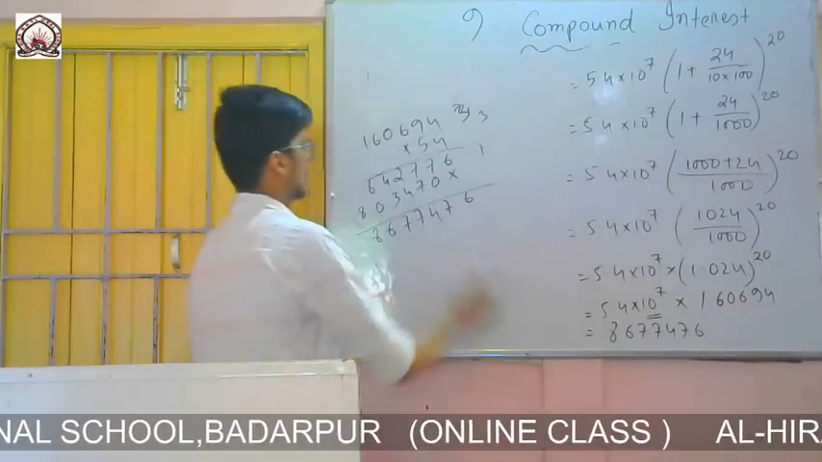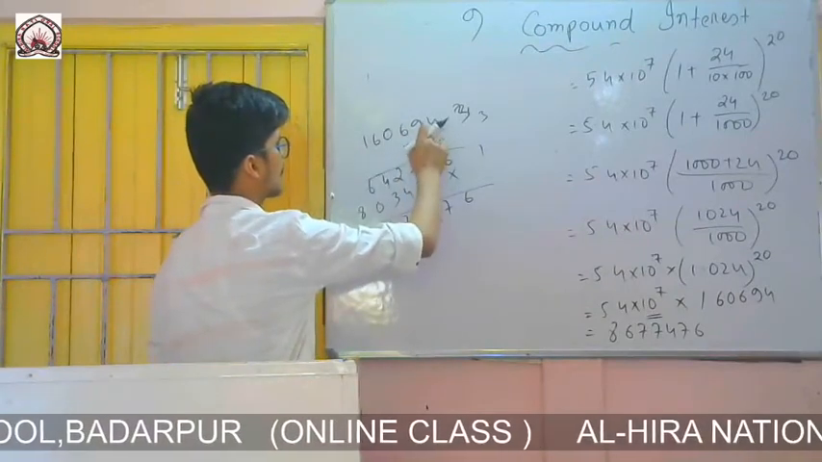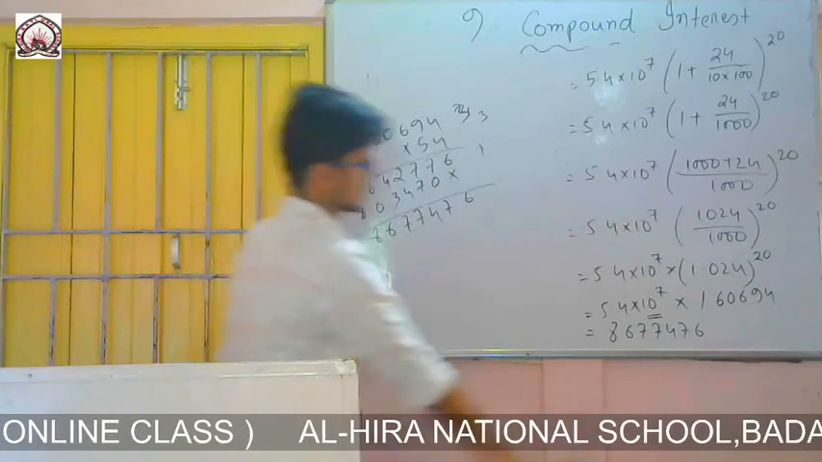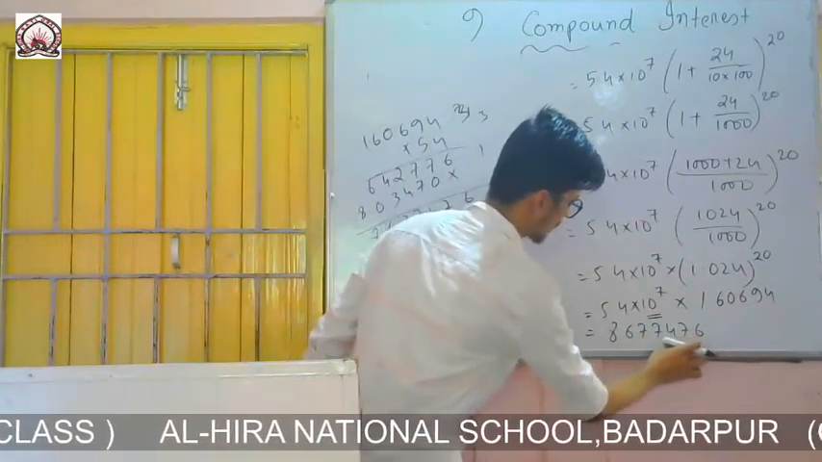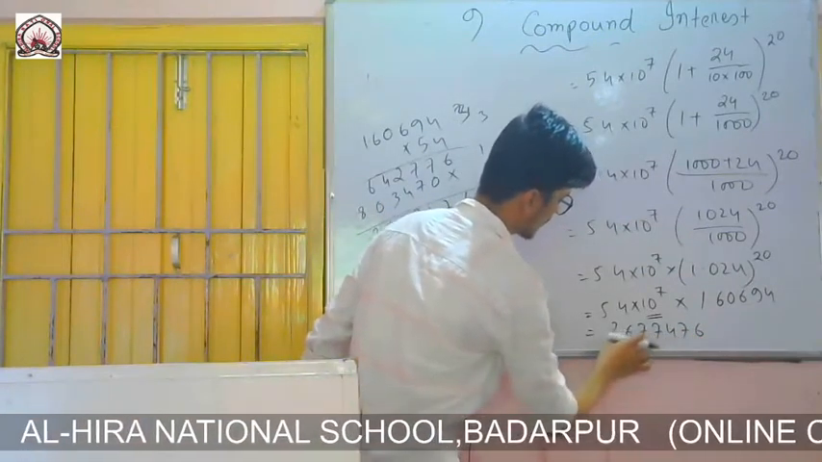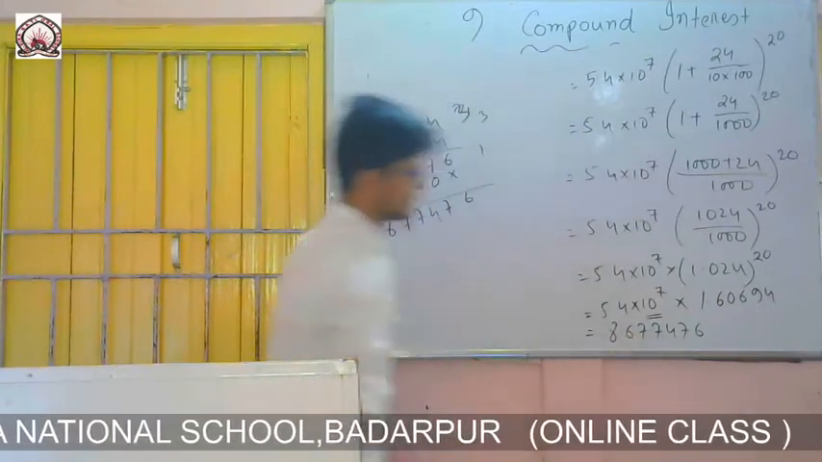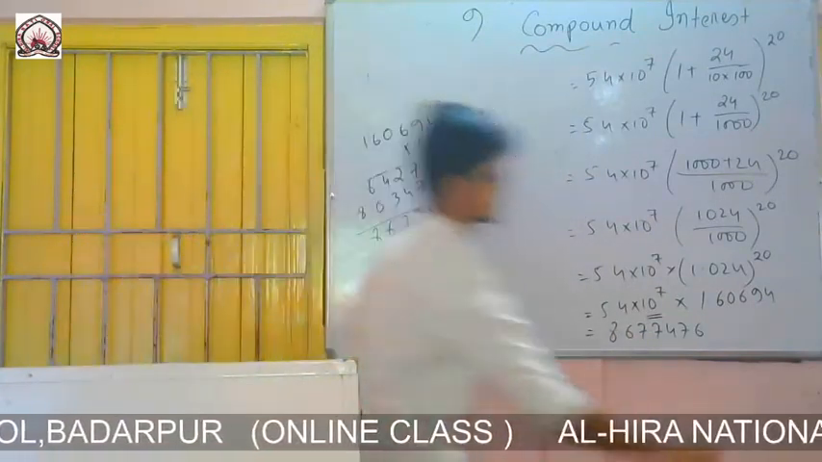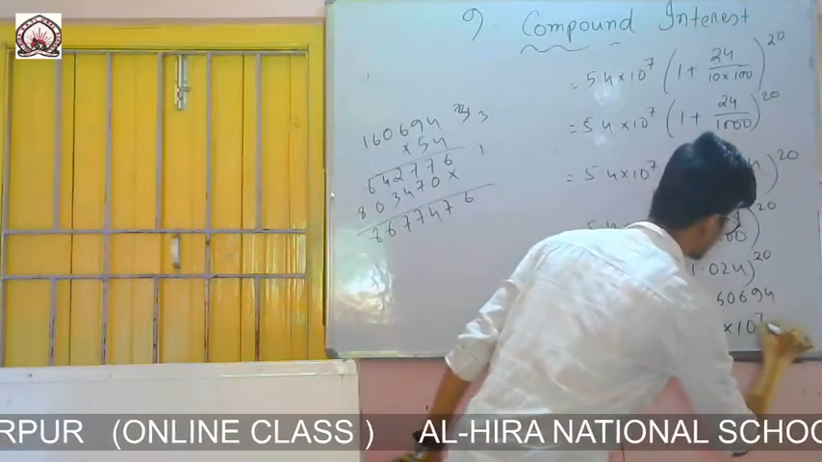But the decimal place is there. You count how many places, 1 2 3 4 5 and 6. So I'll have to put the decimal after 1 2 3 4 5 and 6. So the answer will be 8.677476 into 10 to the power 7.